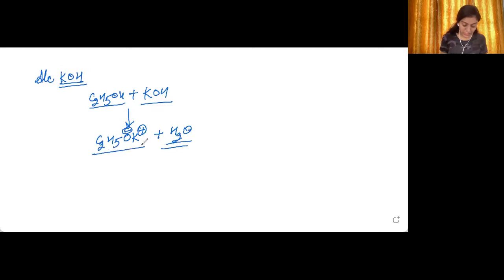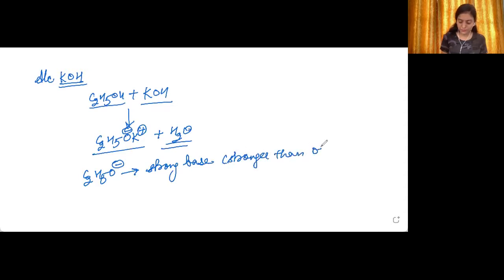Now here which ion is there? C2H5O negative. Now this is a strong base, stronger than OH negative. Now, because it is stronger than OH negative, what will happen? It will be able to abstract the beta hydrogen from the alkyl halide molecule, leading to the formation of alkene. Hope this is clear to you.